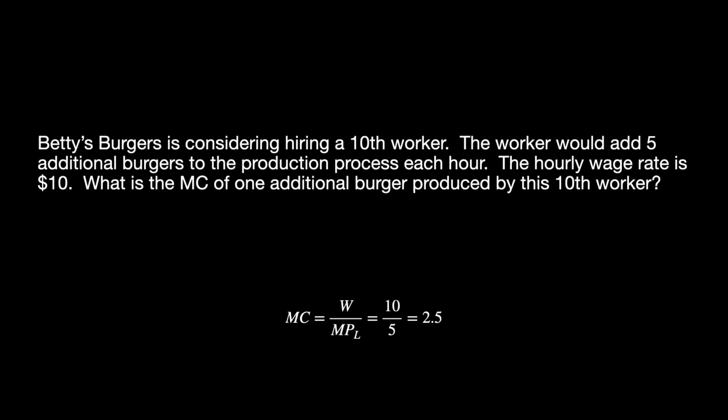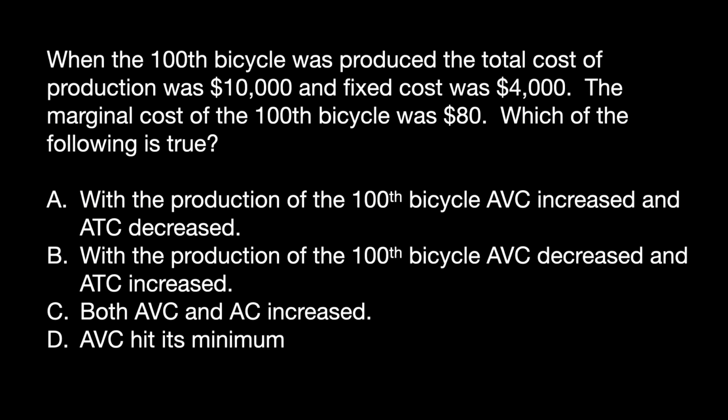Recall that this equation shows the relationship between marginal product of labor and marginal cost. Here the employer will pay a wage of $10 to get 5 additional burgers. So the marginal cost of 1 additional burger is $2.50.